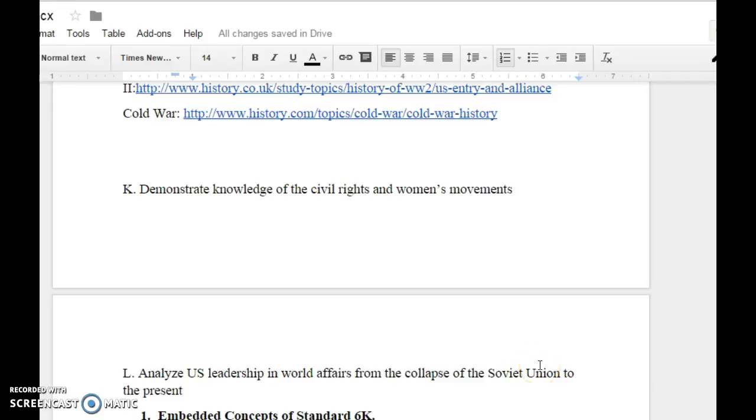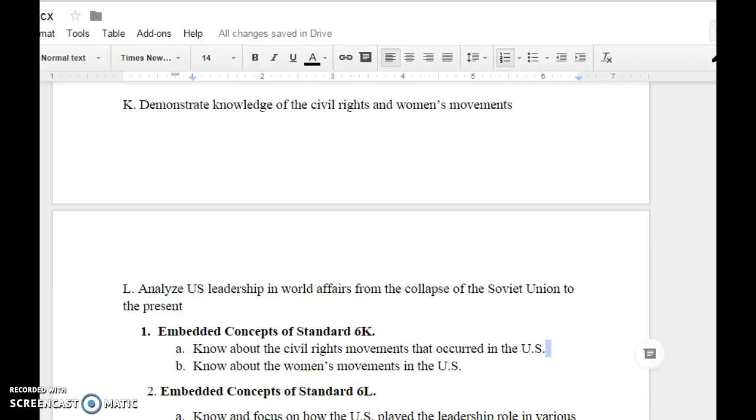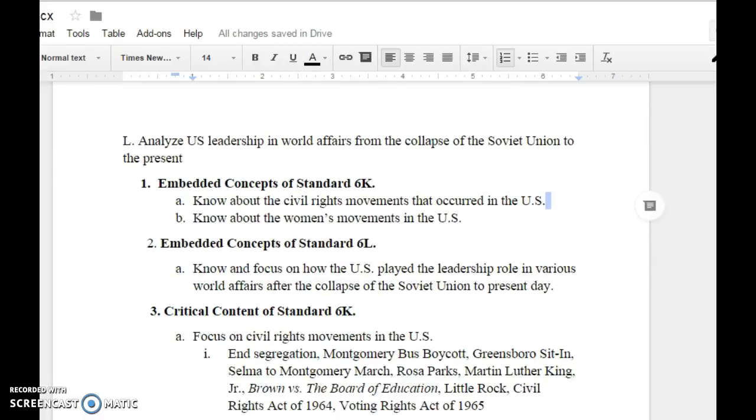Okay, we are going to go over two standards today. First standard is standard 6K, which says demonstrate knowledge of the civil rights and women's movements. And standard 6L says analyze U.S. leadership and world affairs from the collapse of the Soviet Union to the present.